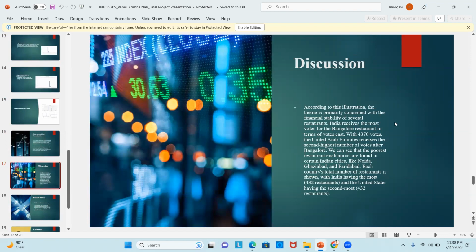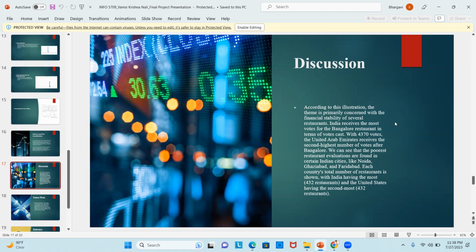So in the discussion, according to the illustration, the theme is primarily concerned with the financial stability of several restaurants. India receives the most votes, for the Bangalore restaurant, with 4,370 votes. The United Arab Emirates received the second highest number of votes for Bangalore. We can see the poorest restaurant evaluations are found in certain Indian cities like Noida and Faryabad. Each country's total number of restaurants is shown, with India having the most at 432 restaurants, and the United States second with 432.